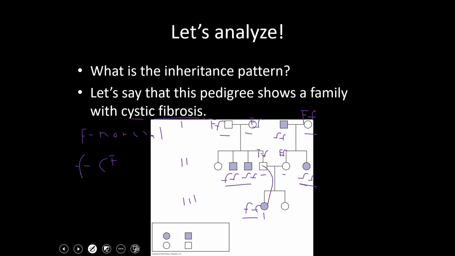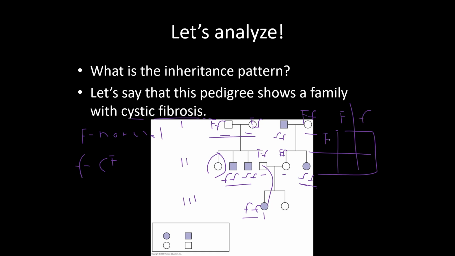Now we've got two people that are left on here. If we look at the parents for those two people, we've got two heterozygotes, these two, that are making this child right here. If we go ahead and do a Punnett square for those parents, so they're both heterozygous, big F, little f, what that tells us is it's possible for them to make a homozygous normal, a carrier, another carrier, and then a kid with cystic fibrosis.